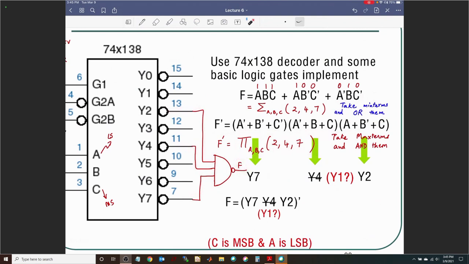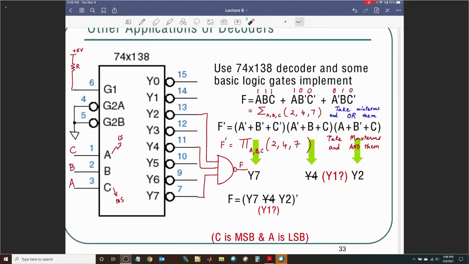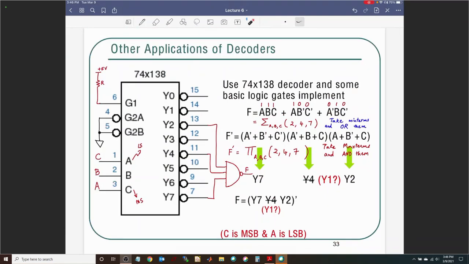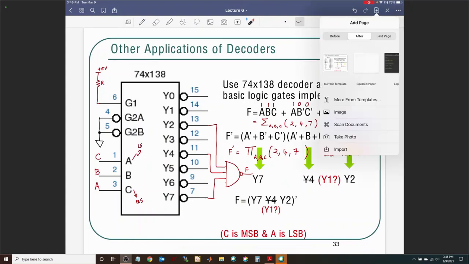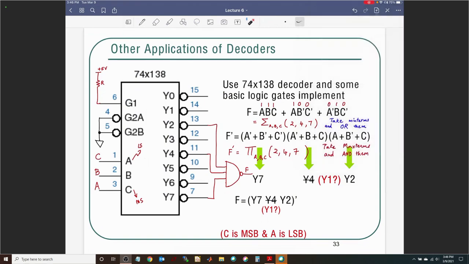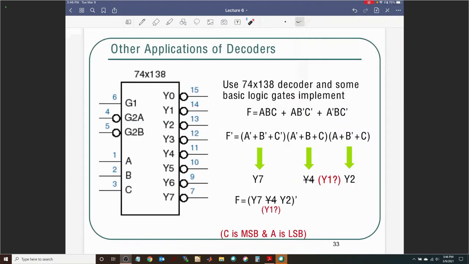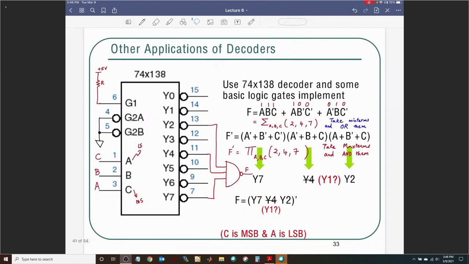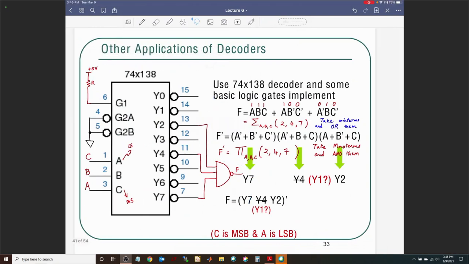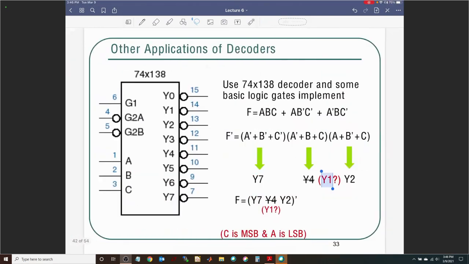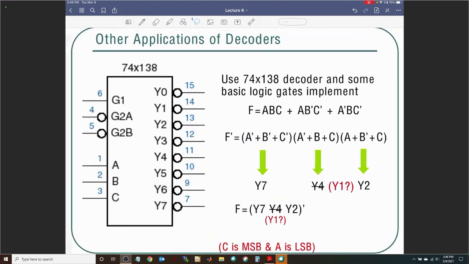Now let's try to backtrack. What would this be equal to? Let me copy this slide next. What if I do? Oh, there it is. You see this? I'm going to try to do this in the other version next. Copy.